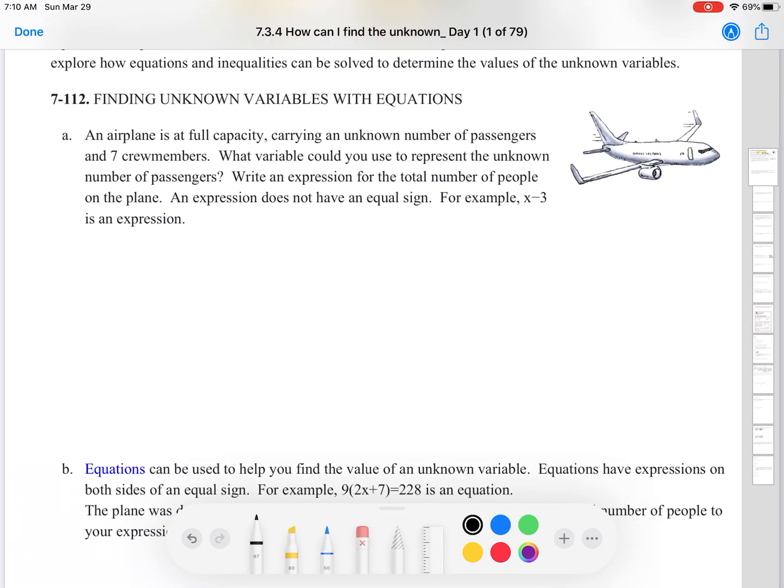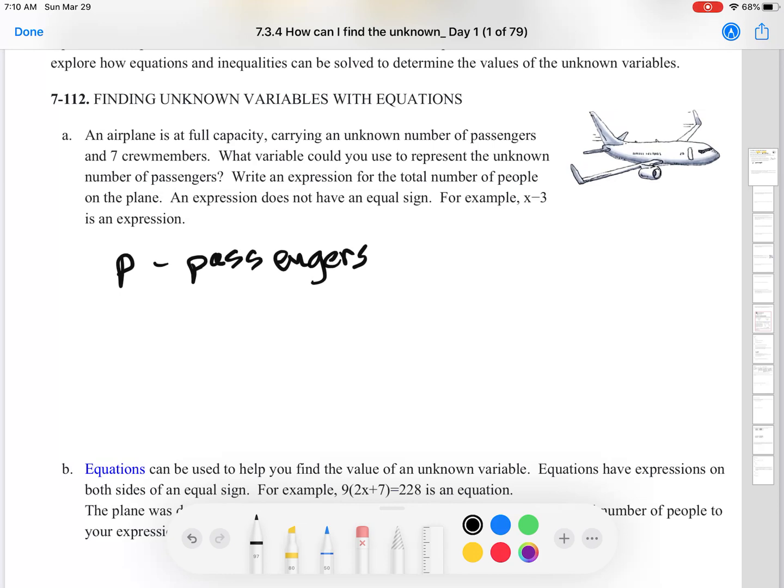So today we have an airplane. It's at full capacity, carrying an unknown number of passengers and 7 crew members. What variable could you use to represent the unknown number of passengers? Well, in my mind, I would want to use P, because P could represent passengers. So I would write P, and I'd write passengers. We've now picked our variable, P, but we've also defined it by saying what it is. By defining it, it makes it a whole lot easier for everybody, including yourself later on, to keep in mind what it is.